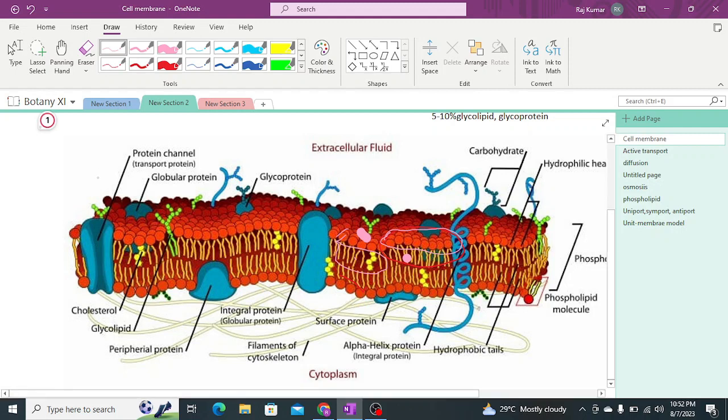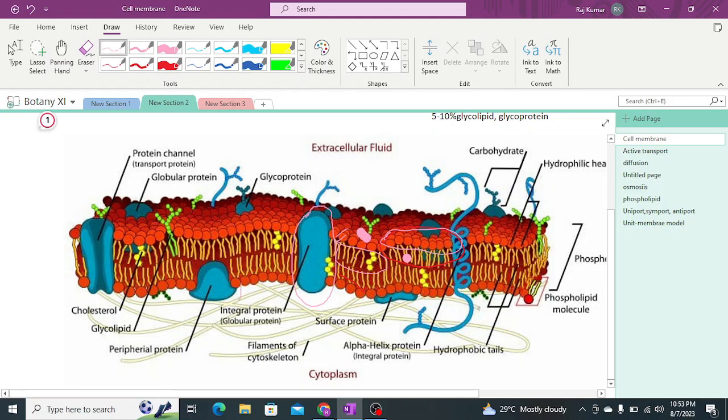Now here, as you can see, there are two types of protein. One type of protein is fully embedded. For instance, this protein is fully embedded within the cell membrane. It is integrated inside the cell membrane, which is why it is known as integral protein, intrinsic protein, transmembrane protein, or tunnel protein.